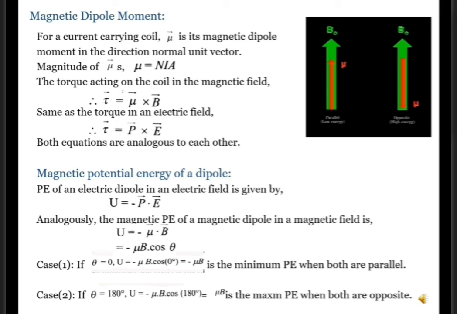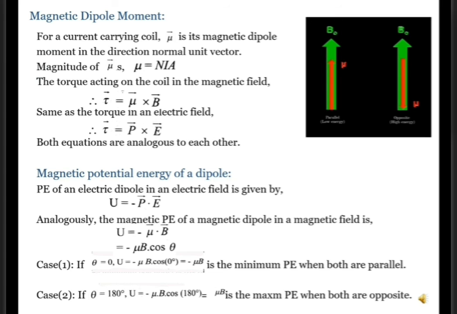Similarly, the term magnetic potential energy of a dipole is analogous to electric potential energy of an electric dipole. Electric potential energy is associated with an electric dipole due to its orientation in an electric field. The potential energy capital U of an electric dipole P bar in an electric field E bar is given by the equation U equal to minus P bar dot E bar. Analogously, the magnetic potential energy of a magnetic dipole mu bar in a magnetic field is given by U equal to minus mu bar dot B bar equal to minus mu B cos theta, where theta is the angle between mu bar and B bar.